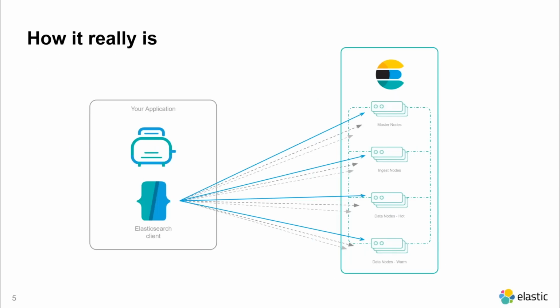So the client also has to take all of this into account. The Elasticsearch client doesn't connect to one database. It actually connects to all of the Elasticsearch nodes in the cluster. And furthermore, it can and sometimes will take into account the different roles that a node can have.